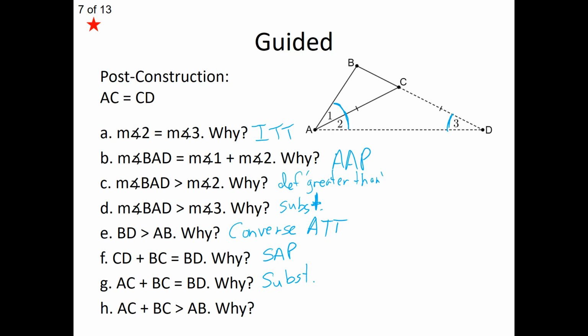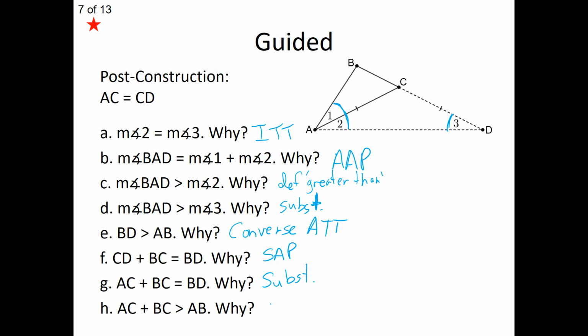And in conclusion then, since AC plus BC is equal to BD and BD is greater than AB, then I can also say that AC plus BC is greater than AB, which if you think back to our original triangle, what we wanted to prove, we picked two sides, AC and BC. We want to prove it's greater than the third side, AB.